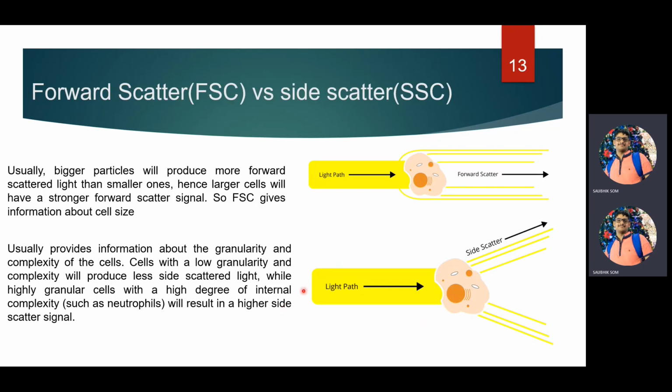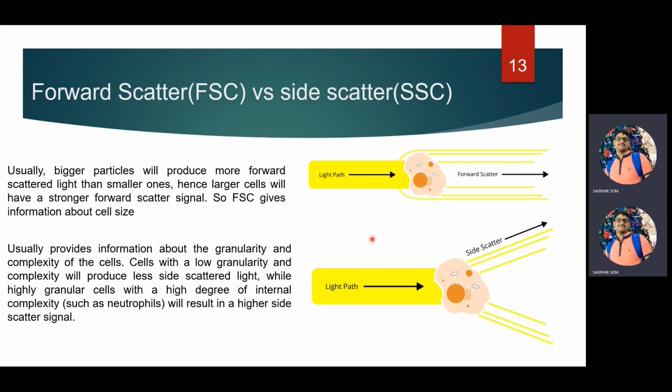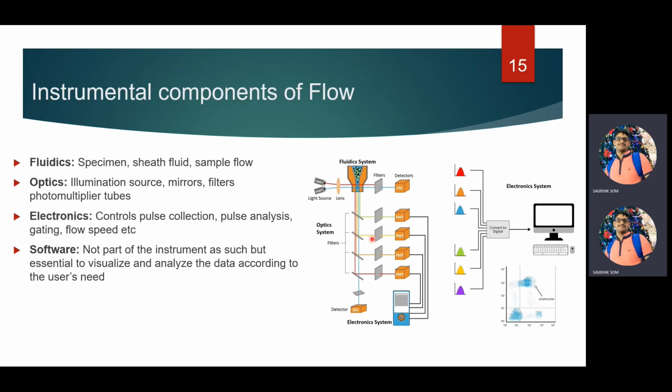Now how does flow cytometry work? Okay, I should first come to here. So flow cytometry has 4 parts plus. It has fluidics, like the fluid system, which will have a sheath fluid, optics, the illumination or light source, electronics to control the pulse, and the software, which is not part of the instrument. So this is the instrument, correct?